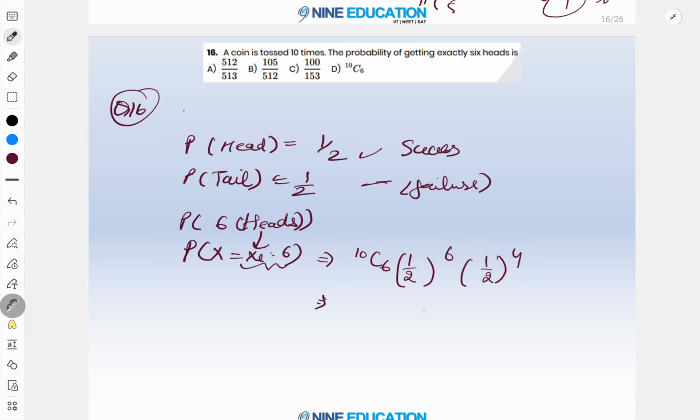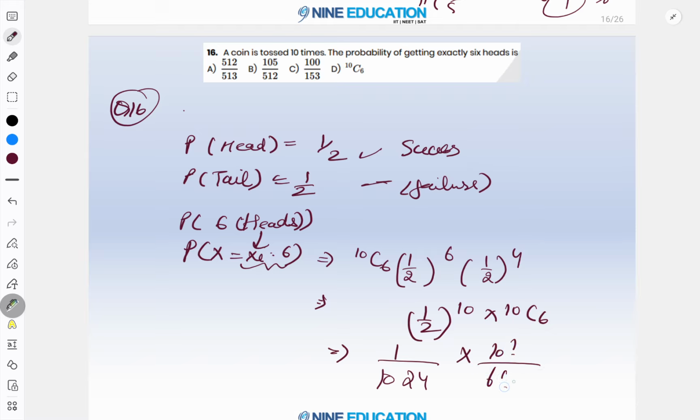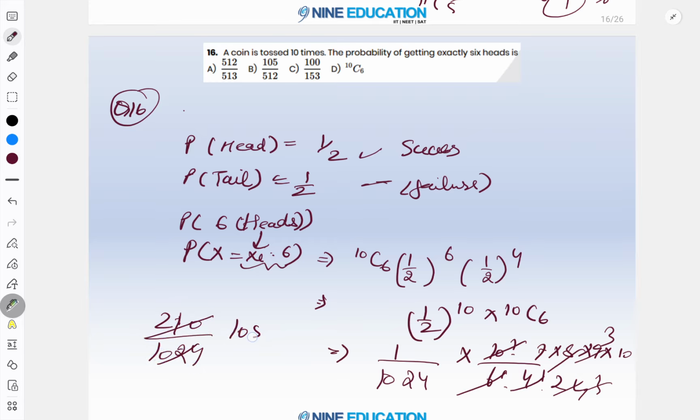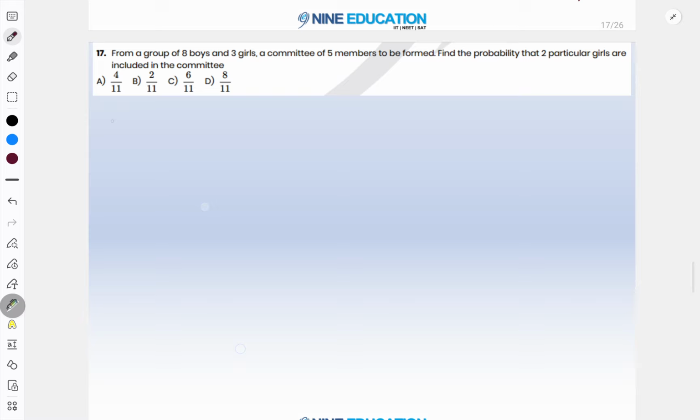This is equal to 1 by 2 power 10 into 10c6, which is 1 upon 1024 into 10 factorial by 6 factorial, 4 factorial. That makes it 7 into 10, 9 into 10, that's 24, so that is 210 by 1024. If you solve it further, this is 105 by 512. So option B is correct.